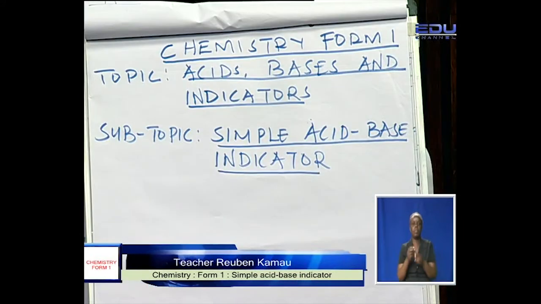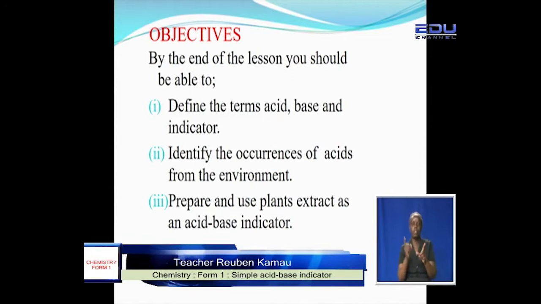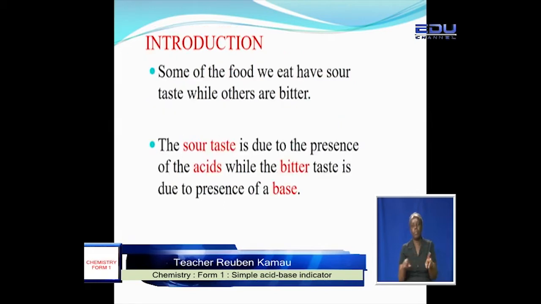How are you, learner? Today we are going to learn chemistry, and our topic for today is acids, bases, and indicators. In that topic, we are going to learn about simple acid-base indicators. By the end of the lesson, you as my learner are supposed to know how to define an acid, define a base, and define an indicator. You are also expected to identify the occurrences of acids in the environment, and to prepare and use plant extract as an acid-base indicator.